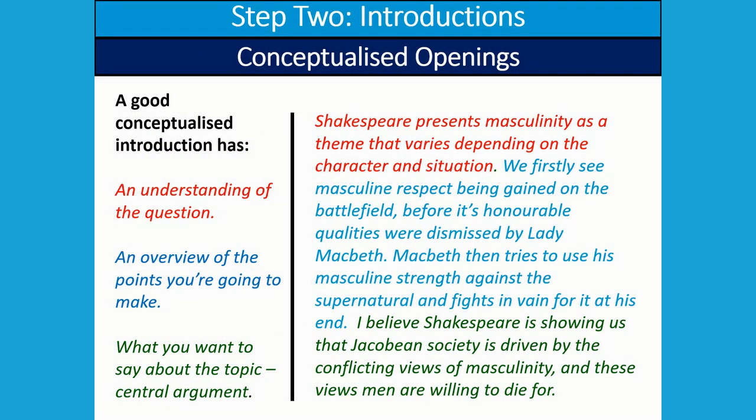So once I've done my plan, and once I've got something from the extracts within it, and once I've got my argument, I'm now ready to start writing. My introduction has got to, as an absolute minimum, establish that central argument. I would go in and I would show an understanding of the question. Shakespeare presents masculinity as a theme that varies depending on the character and situation. My blue bit is almost like my thesis, my summation. That's all the points I'm going to make as I move through my essay.